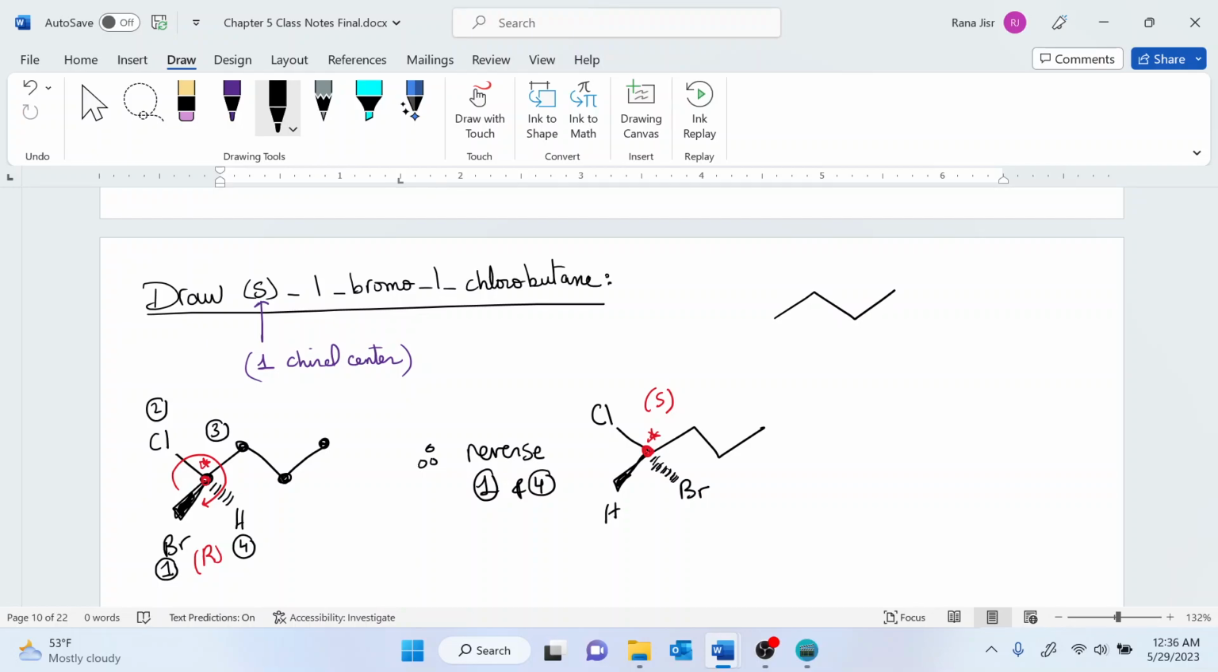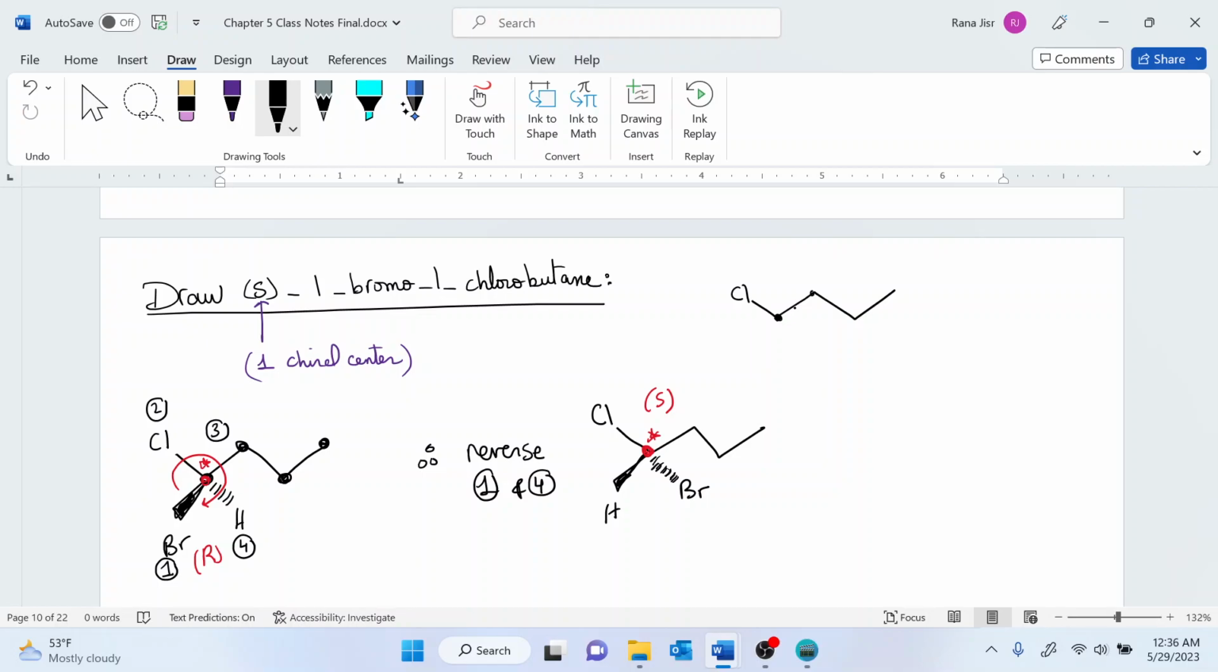So this is the butane. And on carbon number 1, you have a chlorine in there. And on carbon number 1, you do have a bromine on the other end. But don't forget that it's a tetrahedral carbon to start with. So if you choose two bonds to be in plane, then one of them needs to be in front and the other one needs to be behind.